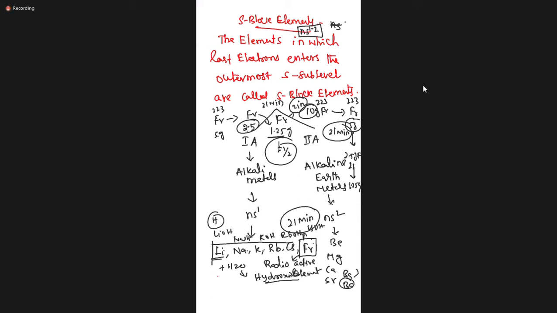Can I go to the next one? Yeah. Next, please note this point: occurrence. What is the important occurrence of first A group elements? Here, sodium and potassium are most abundant, while lithium, rubidium, and cesium have much lower abundance.